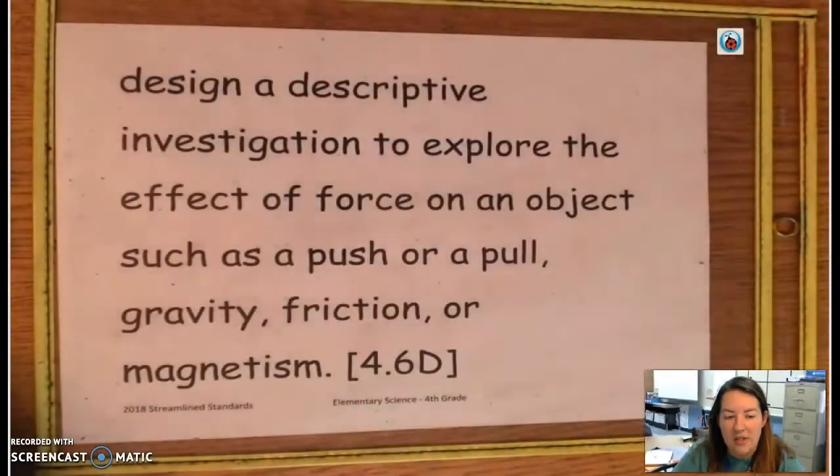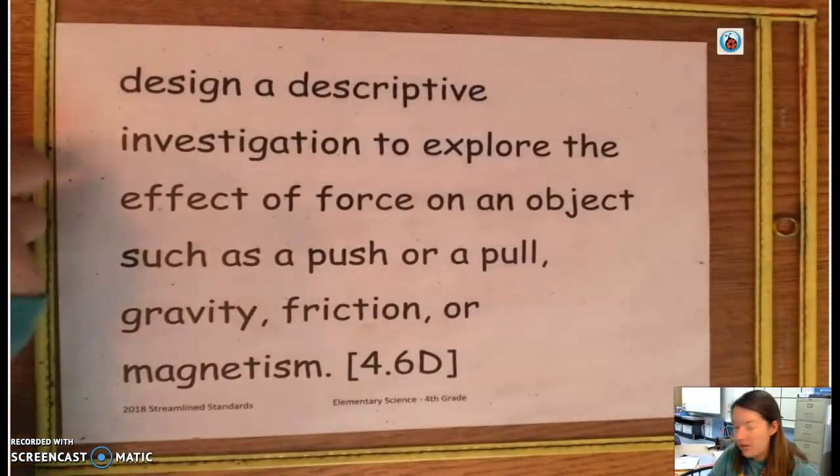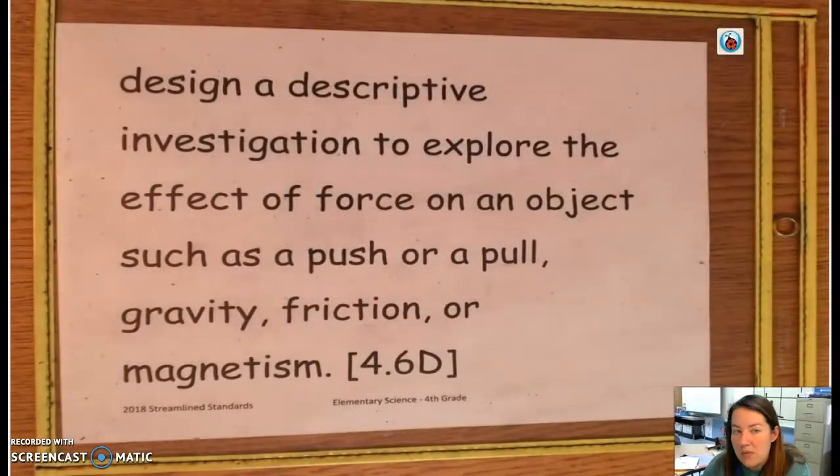It's the first day of the second 6 weeks. So with that, we're starting a brand new unit in science, and we have a brand new TEK to look at today. So let's take a look at our new TEK for this week. So it's 4.6D, and it says, design a descriptive investigation to explore the effect of force on an object, such as a push or a pull, gravity, friction, or magnetism.